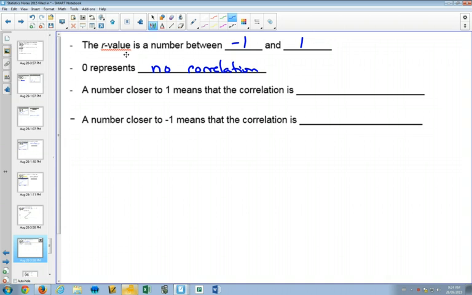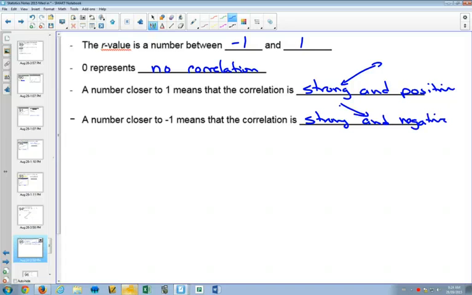A number closer to 1 means that the correlation is strong and positive. And positive means that your line is going up like a positive slope. A number closer to -1 means that the correlation is strong and negative, meaning that your line goes down from left to right. It has a negative slope, but it's still a very good line of best fit.